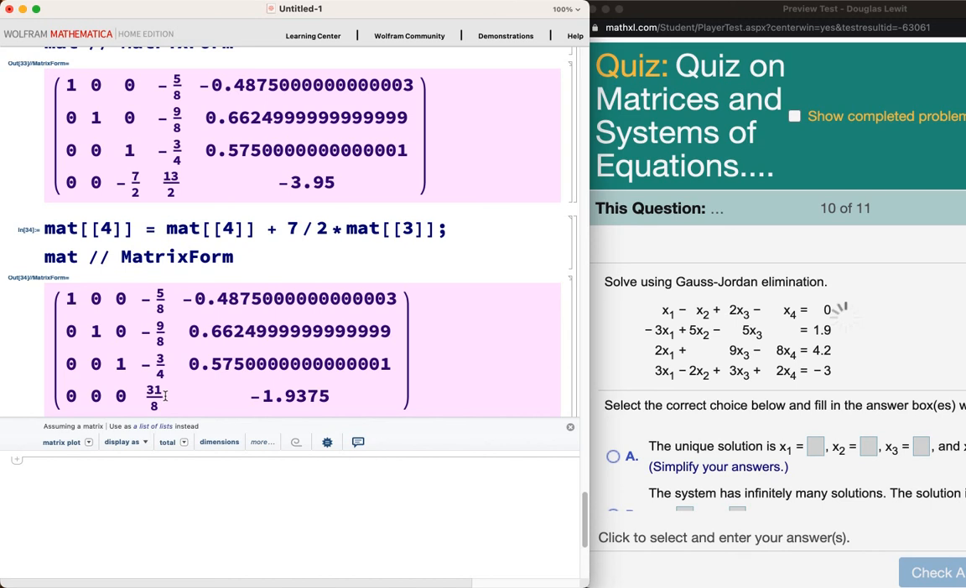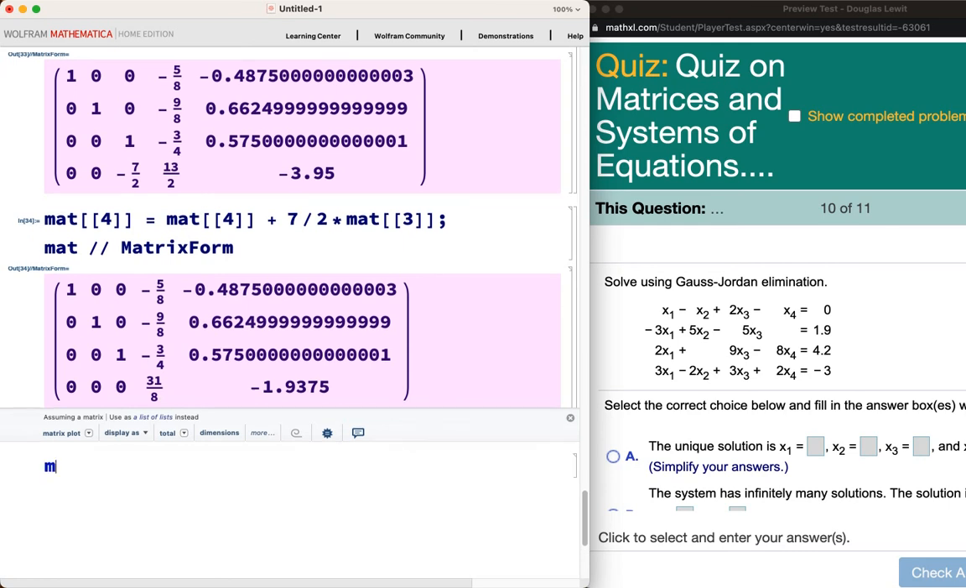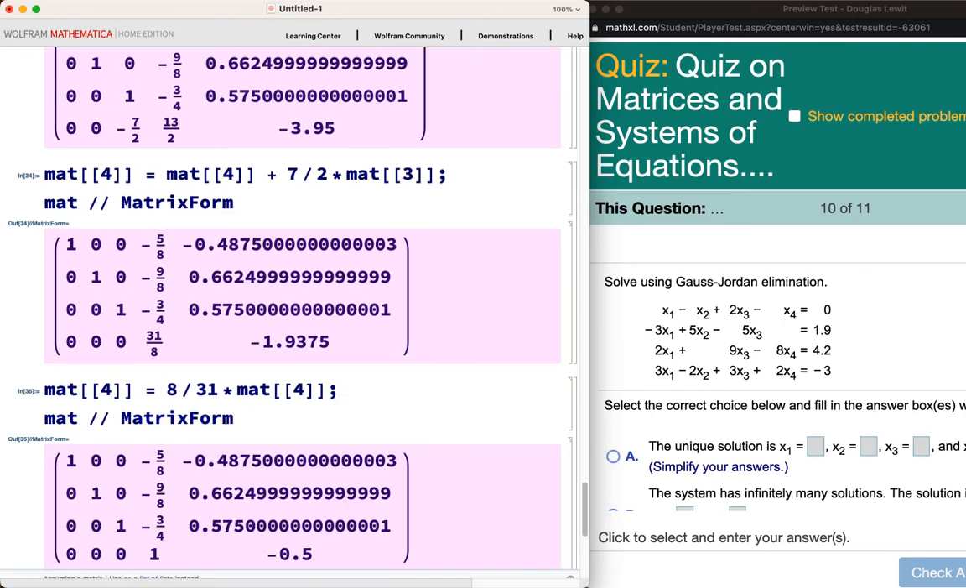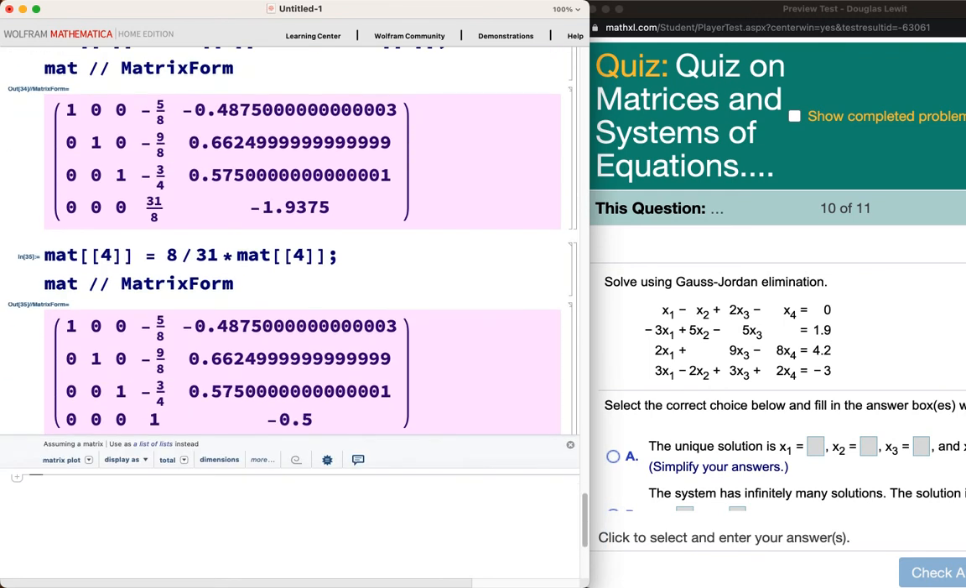Okay, and then finally, we have to work on this column over here. So this has to become a 1. How do you change 31/8 into a 1? You have to multiply by 8 over 31, which is the reciprocal of 31 over 8. So then the fourth row is equal to 8 divided by 31 times the fourth row. Okay, that looks great. And then let's work on the third row, the second row, and then the first row.